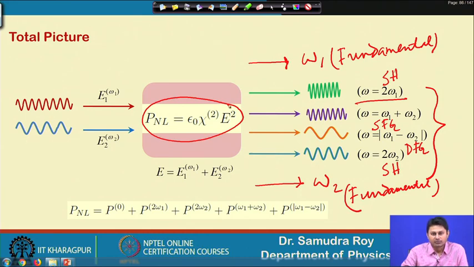In order to find out the evolution of the different frequency field amplitudes, we need to find a suitable equation, and this suitable equation is the nonlinear Maxwell's equation. So, in the next class we will start with the nonlinear Maxwell's equation and try to understand how the amplitudes of the different frequencies are going to evolve.